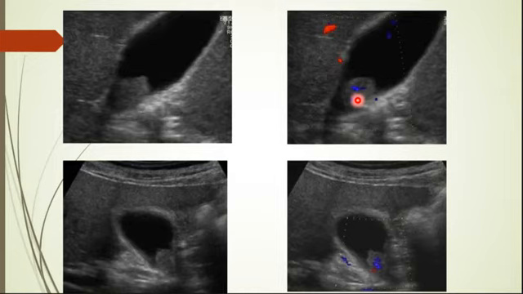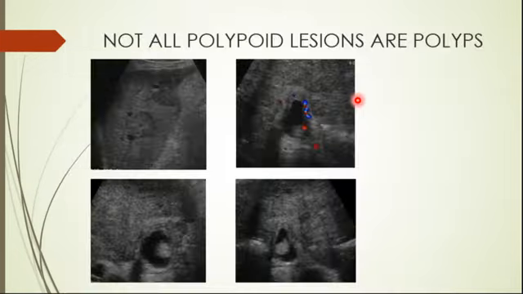Not all polypoid lesions are polyps. Keep that in mind. For example, if you look at this liver, you can see there is a hypoechoic mass here, a hypoechoic mass here. These are metastases in the liver, and in the gallbladder you can see there is a hyperechoic mass with vascularity inside. This was not a polyp, this was a metastasis to the gallbladder, like the metastasis in the liver.